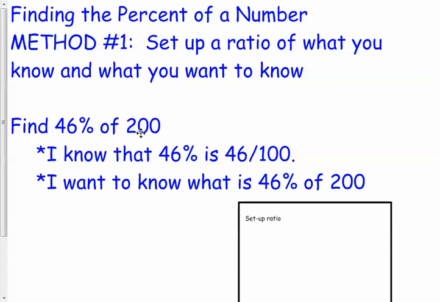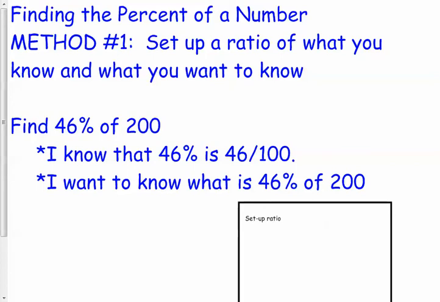Find 46% of 200. What I know is that 46% is 46 over 100 as a fraction, because percent's always out of 100. So that's the ratio that I know. Now, I want to know how much is 46% of 200. It's like I have a jacket that's $200 and I'm getting 46% off the price of that jacket. I want to know how much money I'm getting off, like how much will I subtract off of that? I'm trying to figure that out.